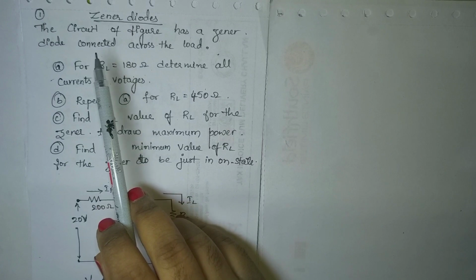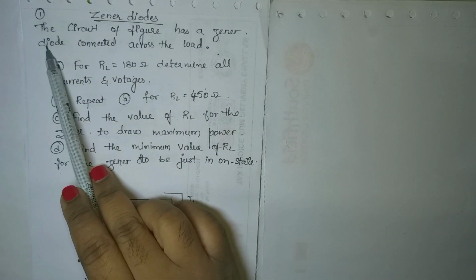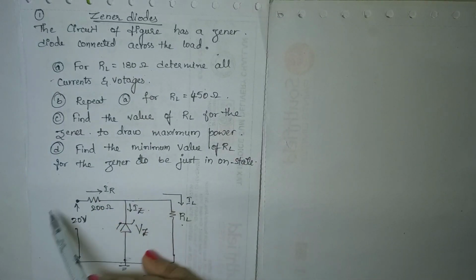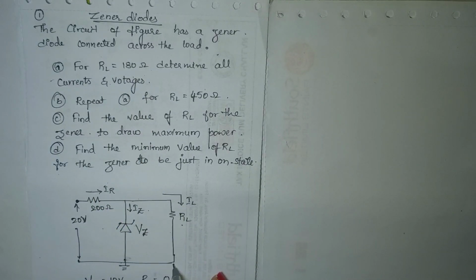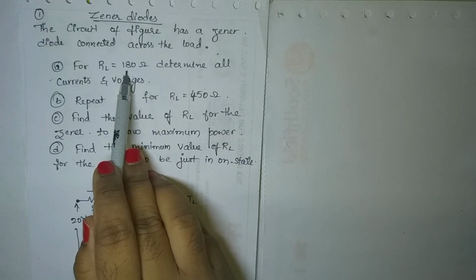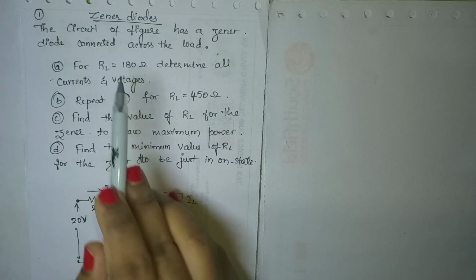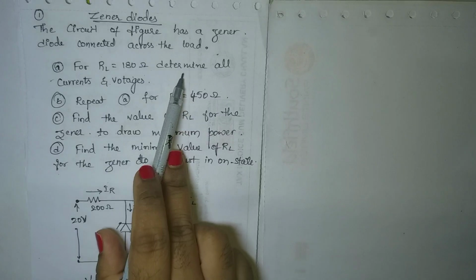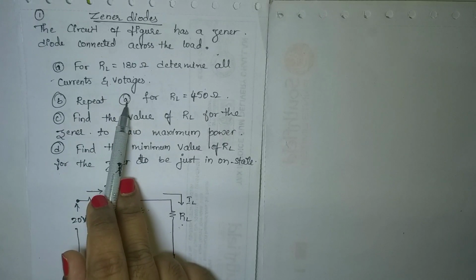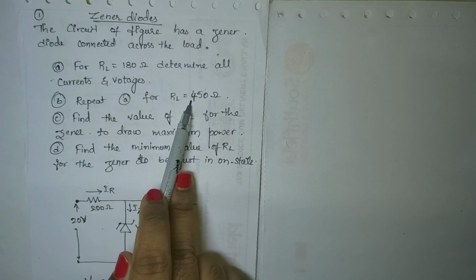Next is numerical on Zener diode. This is the first problem, where it states that the circuit of the figure has a Zener diode connected across the load. So this is the circuit. You have a load resistance here across which you have a Zener diode connected. For the first case, we take the RL value, that is the load resistance value, as 180 ohm. Determine all the currents and voltages. You need to find what all the currents and voltages are. And repeat the same problem taking RL equal to 450 ohm.